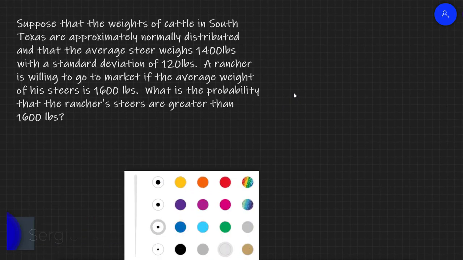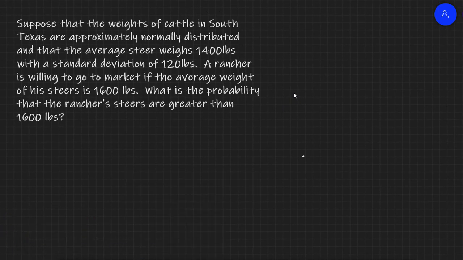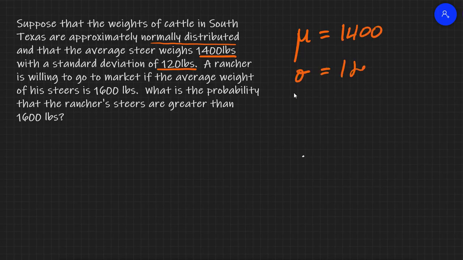All right, let's suppose that the weights of cattle, let's identify what we have. The weights of cattle in South Texas are approximately normally distributed. Okay, that's good. So we're dealing with a normal distribution, más o menos, and the average steer weighs 1,400 pounds with a standard deviation of 120 pounds. That sounds an awful lot like mu in the county, or in this case in the region, South Texas. So mu is 1,400 and sigma is 120.